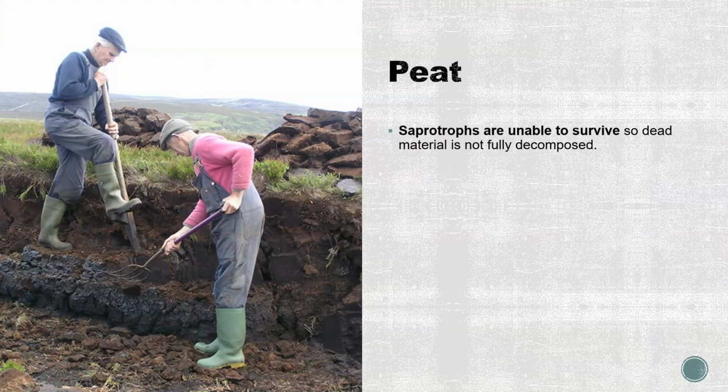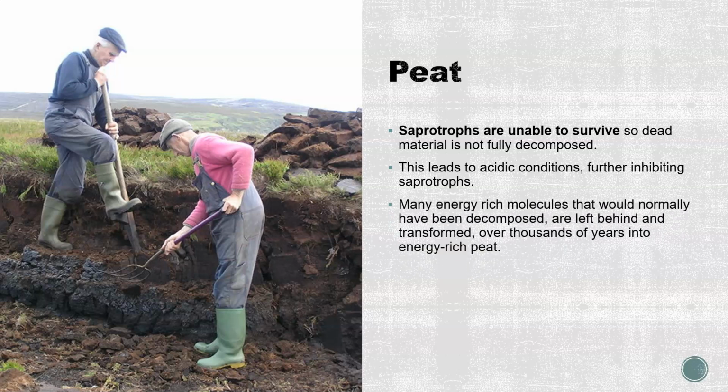Now, saprotrophs are unable to survive, so dead material does not get fully decomposed. This leads to the formation of acidic conditions, further inhibiting any saprotrophs from developing. Many energy-rich molecules that would normally be decomposed are then left behind and transformed over thousands of years into energy-rich peat.